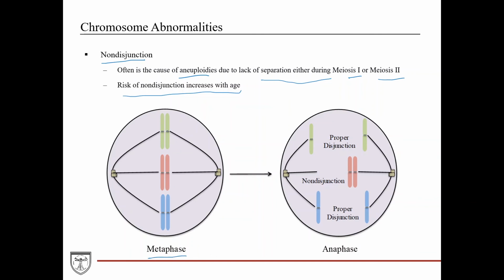During metaphase, you have the chromosomes lining up along the center of the cell. Proper disjunction is where they're equally separated like this and like this. Non-disjunction is where you have unequal separation. So instead of both sides each getting one, both of them will go to one side. Again, this can happen during meiosis 1 or meiosis 2.